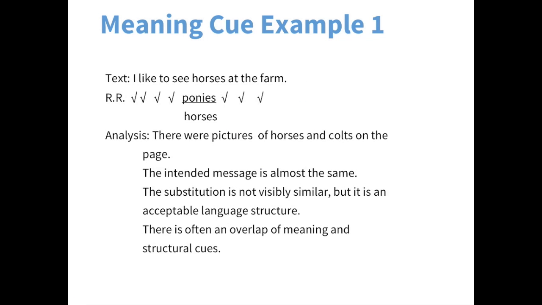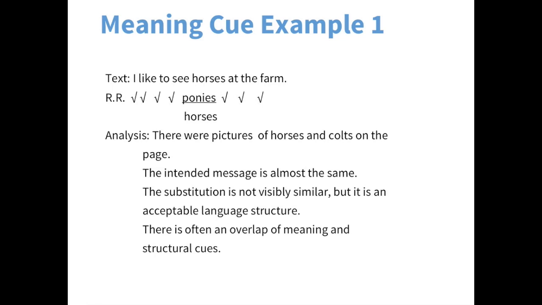Here's an example where the meaning of the sentence or story is reflected in the substitution, so the meaning cues are operating. The text is, I like to see horses at the farm. The student read, I like to see ponies at the farm. There were pictures of horses and colts on the same page. The intended message is almost the same. The substitution is not visually similar, but it is an acceptable language structure. So we can assume meaning was used in the substitution.